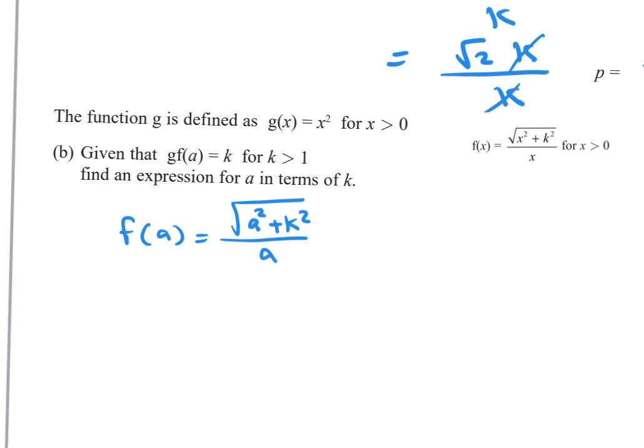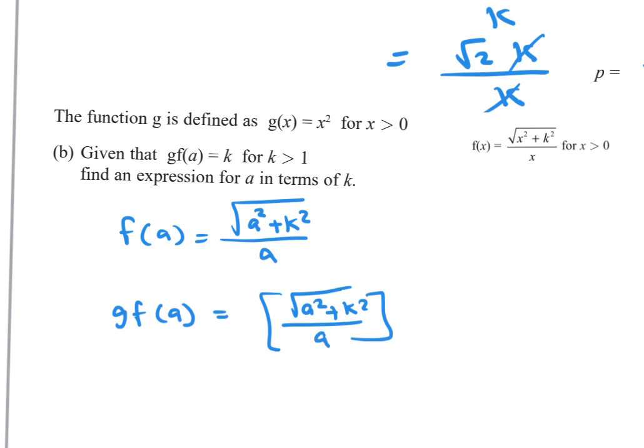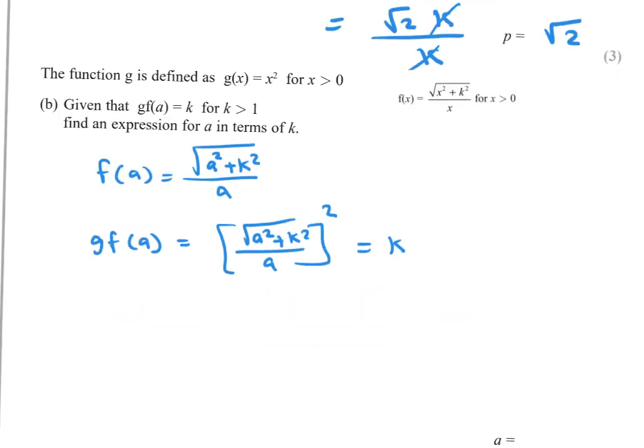This is f(a). Now put it in g, so square all, because g(x) is x squared. So substitute f(a) instead of x. So now you have square root of a squared plus k squared over a, all squared. This equals k. If you square the numerator and the denominator, the numerator will be a squared plus k squared, cancel the square root, over the square of the denominator, which is a squared, equals k, which means k over 1.